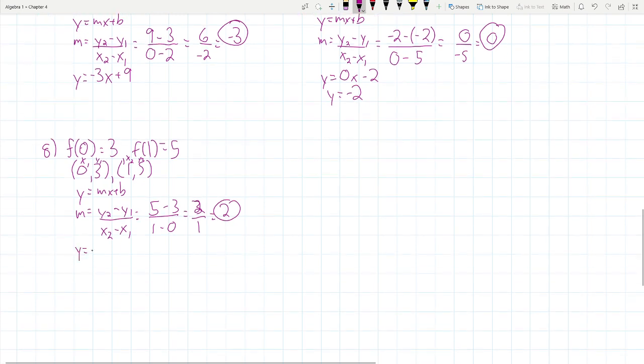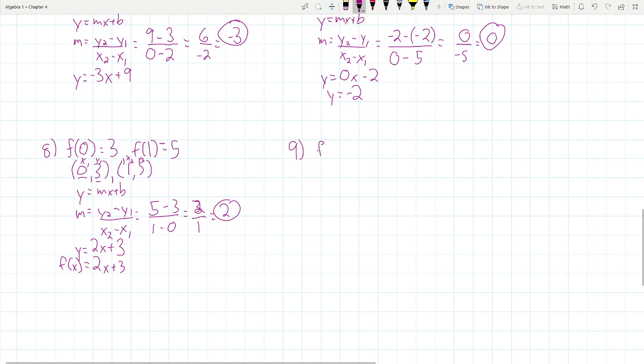So I have this y equals 2x plus, am I given an intercept? Yeah, I am. I'm given this 0, 3, and so that tells me that it's 3. Now it specifically asked us to write a linear function f with the given values, and so I'm simply going to replace this y with f of x. And so I'm going to write f of x equals 2x plus 3.